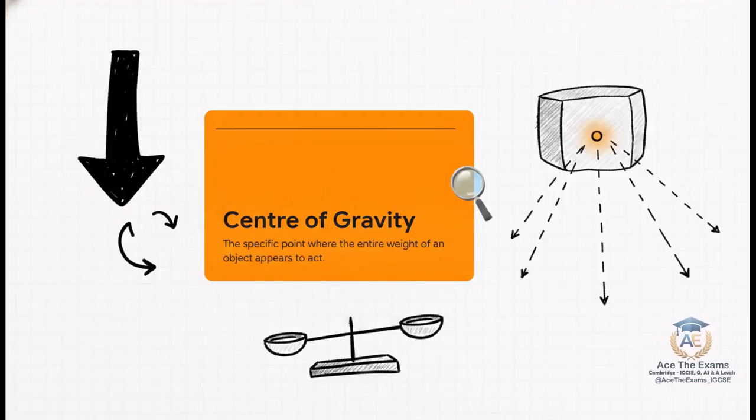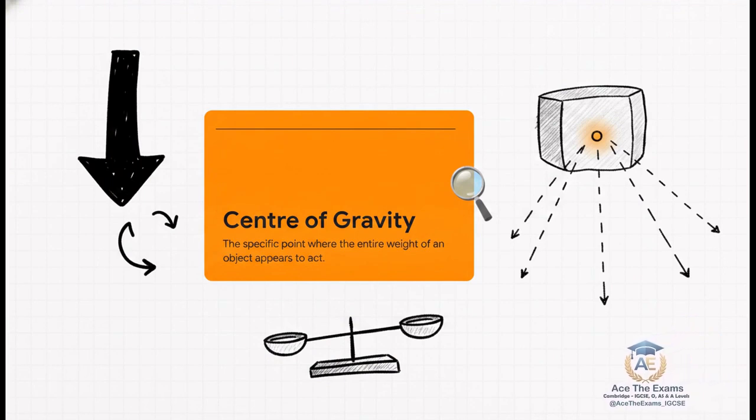Okay, theoretical foundations are what examiners look for before absolutely anything else. You cannot build a compelling argument in your exam if you don't understand the exact definitions and the command words the examiner is using. Notice how incredibly, almost painfully precise this definition is on screen. The center of gravity is the specific point where the entire weight of an object appears to act. I want you to really read that again.